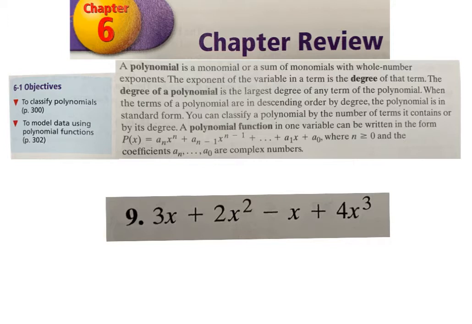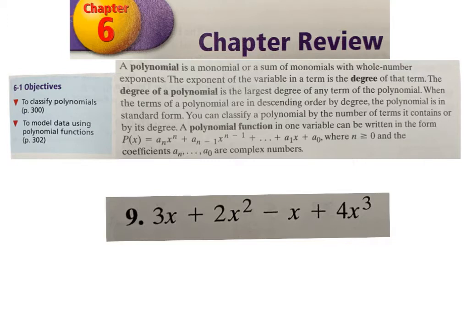Remember, standard form is highest to lowest, and then we classified them based on their degree and by how many terms they had. And you want to simplify it as much as possible. So if you had two like terms, you would combine those first, because standard form would never have two like terms still there. So standard form would put it highest to lowest, and it would combine any like terms. So go ahead and put that in standard form.